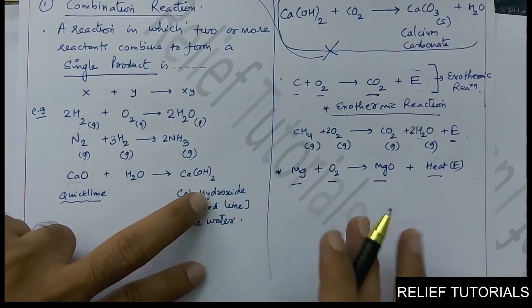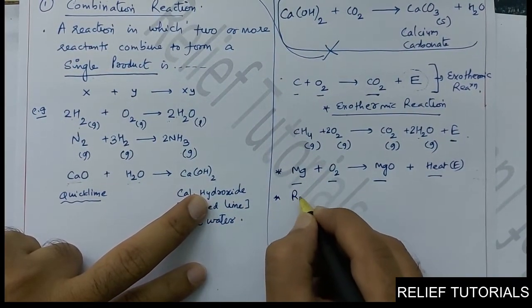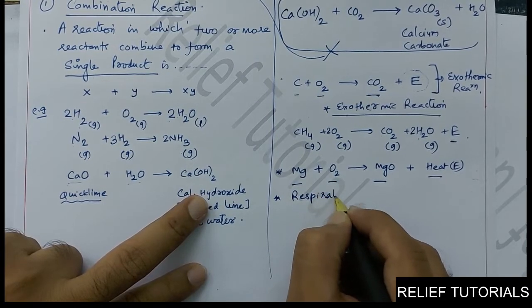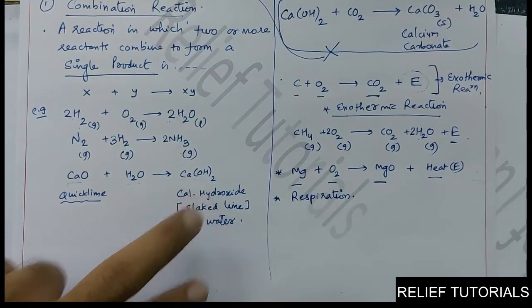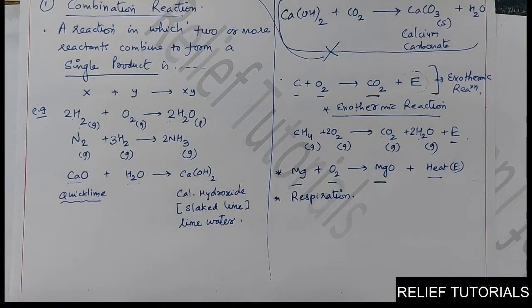One more example is what? The respiration. Whatever food we eat, for example rice, potatoes, bread, chapatis, it is digested in our body, and the carbohydrate present in our food is converted into glucose during digestion. Now this glucose, which is formed after the digestion of the food, burns in the cells. I think you know the mitochondria, which is called what? The powerhouse of the cell.